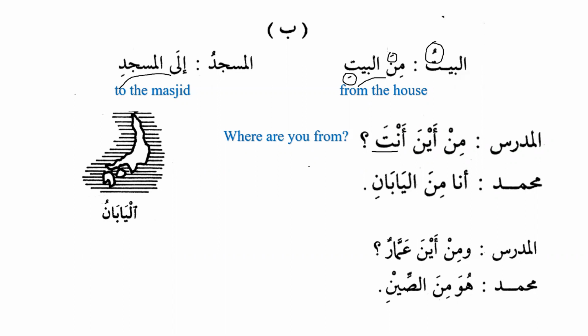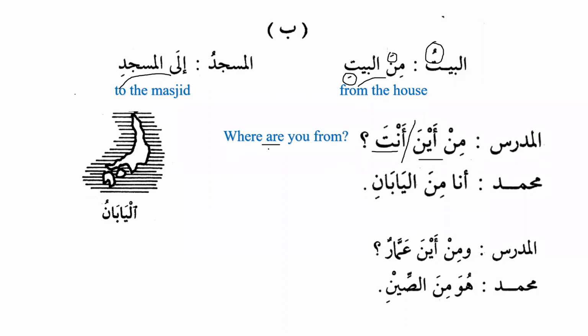I have a question. Now you know that I need to put a line to get the meaning of is, am, are. Where should I put the line? Should I put it after min or after ayna? Because you know that every nominal sentence has two parts. Excellent. So we always have to differentiate. Min ayna is one part and anta is the second part. Excellent. So, where are you from?